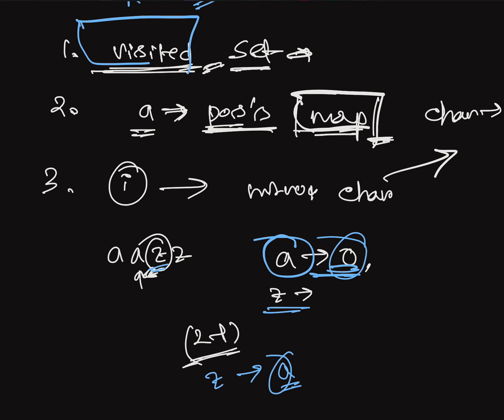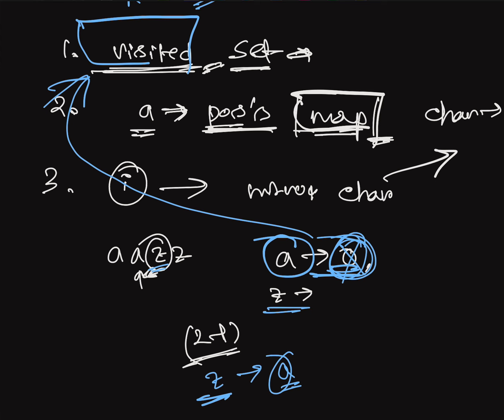Otherwise, for each character and each position, I will check whether this position is present in the visited set or not. If it is present, then I will go to the next position available for a. So for this character, there is index 0 present. So what I will do is pop this, and if it is popped from the map, that means I have already marked this.